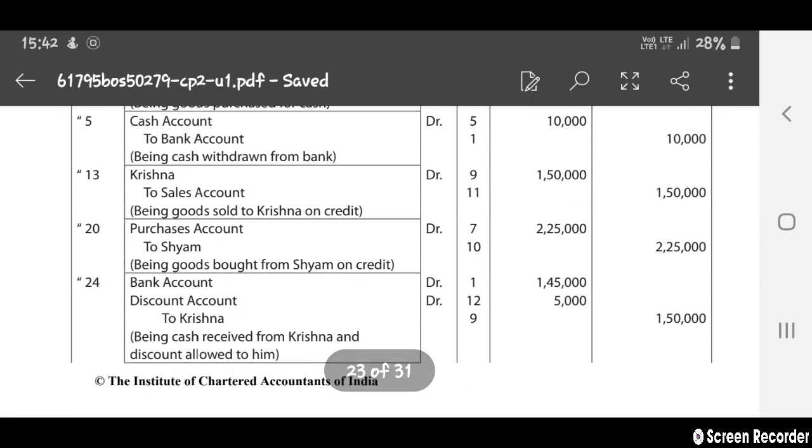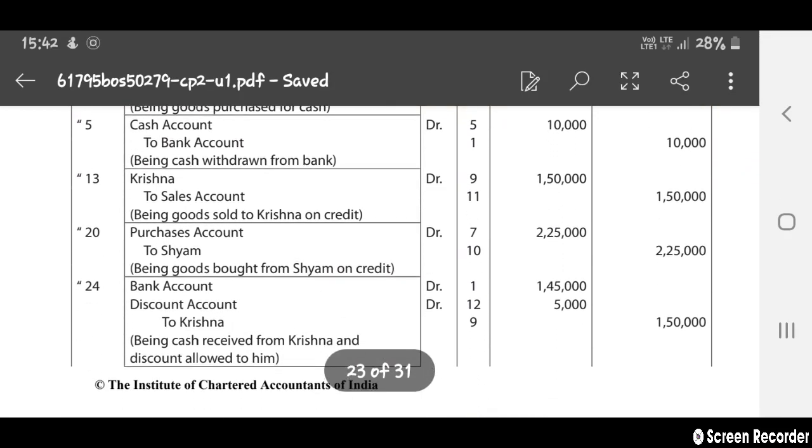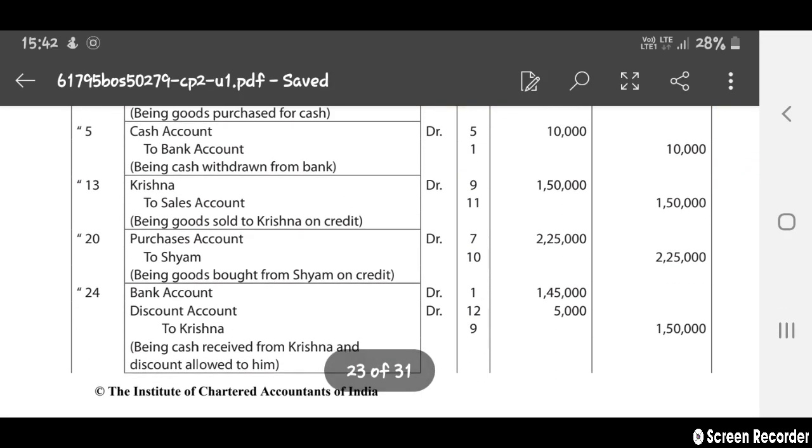Next is cash account to bank account. On 5th April, he took some cash from the bank. That is cash account to bank account. The cash has been withdrawn from the bank for some reason on April 5th. So cash account is debited, 5 by 1, the amount is 10,000, and bank account is credited 10,000.